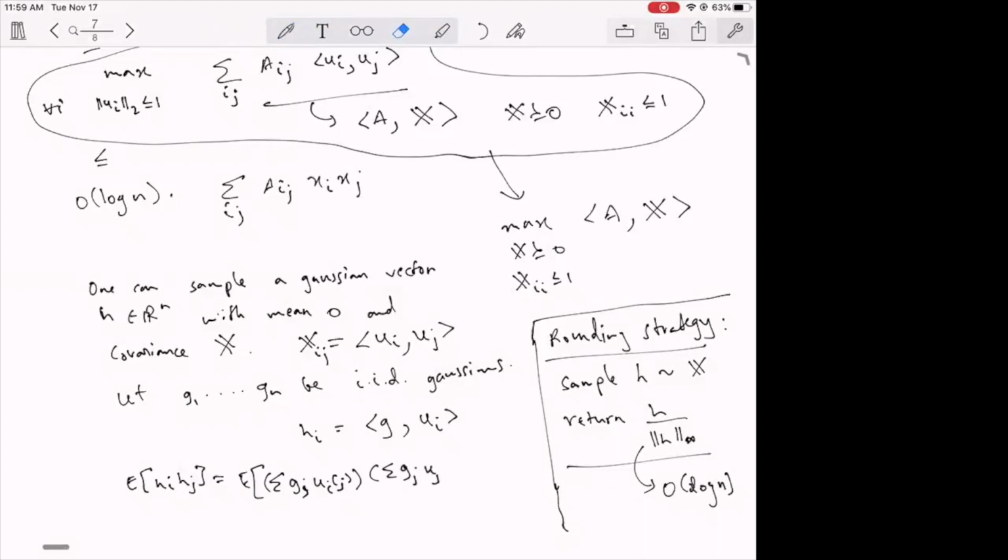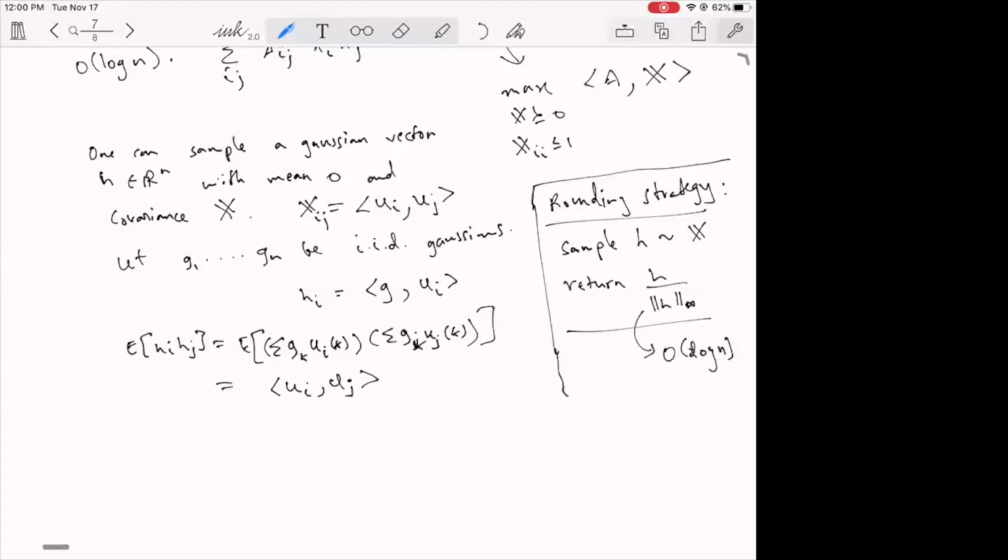Okay, sorry, I abuse notation. Sorry, G_k, U_i kth entry, G_k U_j kth entry, right? And it's easily checked. This is exactly equal to U_i inner product U_j, by just looking at what terms go to 0 and what terms don't.